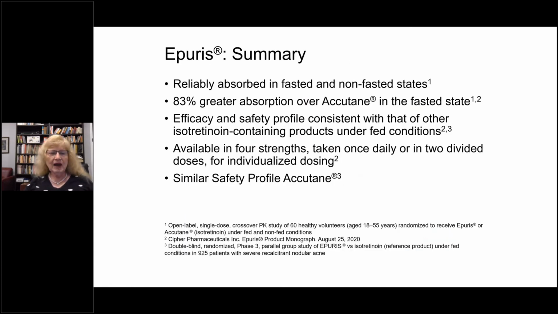So in summary, if you haven't used this brand, the one thing is you're not getting any substitution because there currently is not a generic. It is covered on Ontario drug benefits for those of you who practice in Ontario, and it's reliably absorbed whether you're eating or not eating. And compared to Accutane, if you are fasting, you get much greater absorption. The efficacy and safety profile when you are taking it with food is almost identical to the Accutane brand. And there are 4 strengths, so you've got 10, 20, 30, and 40.